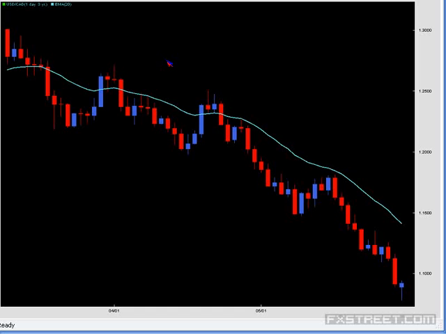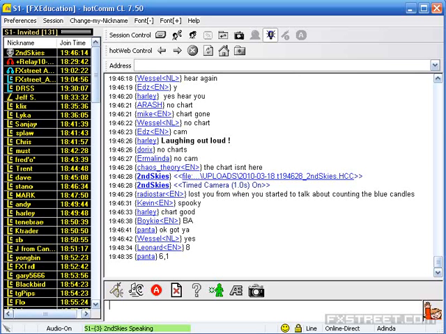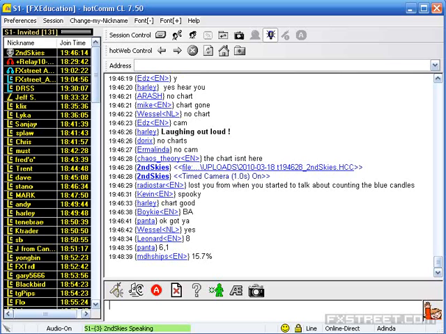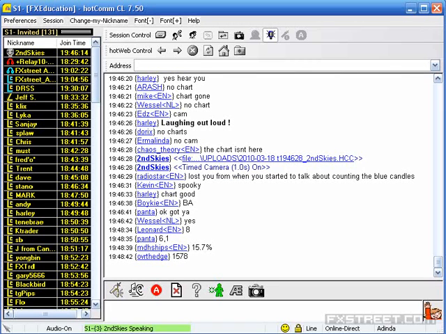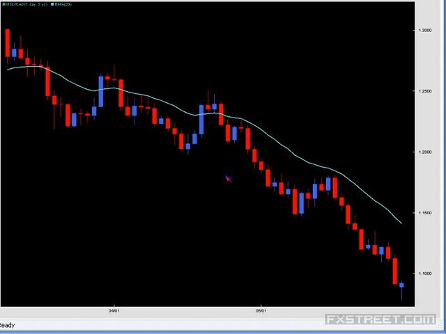Now, since I got the HotCom program locked on this chart, can somebody divide 3 by 19? I can't pull up the calculator program. I can do it, but then HotCom's going to lock me back out of it, and it's going to go right back to the chart. Somebody, it's got to be about 15%. 15.7. Okay, so we're talking about basically 15%. Ooh, my math was good.